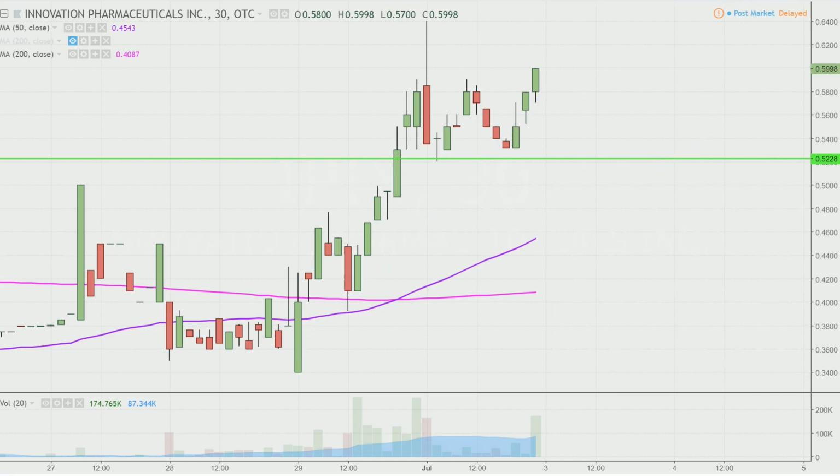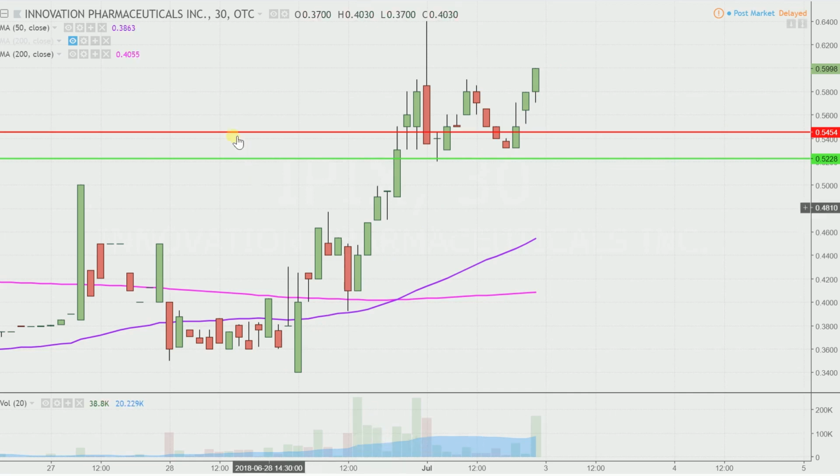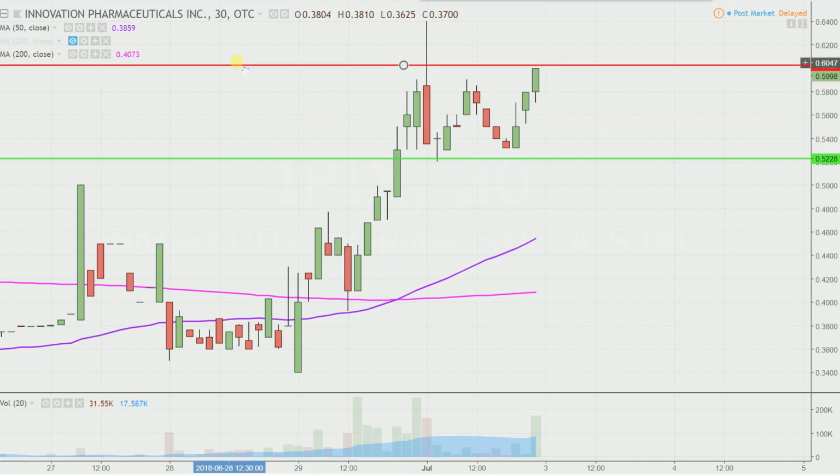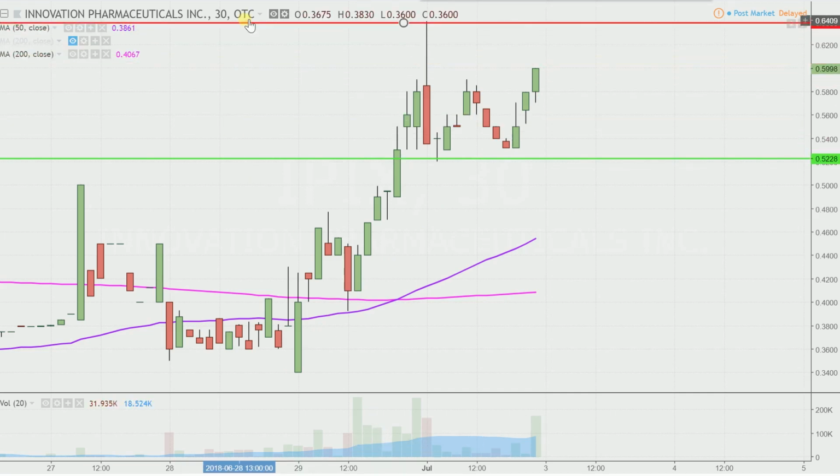What about levels of resistance? As it stands right now, pretty straightforward. Party stopped today up there at the 64-cent mark. So 64 cents is going to be public enemy number one.